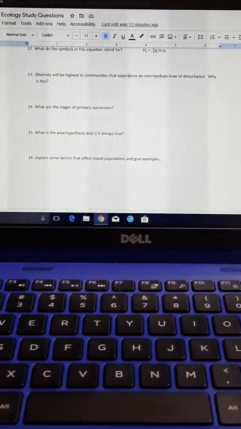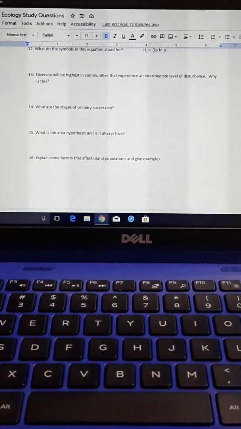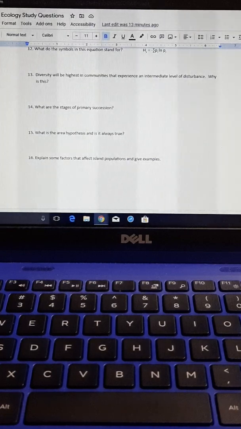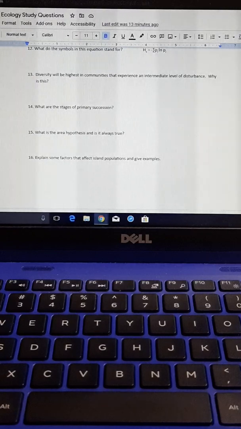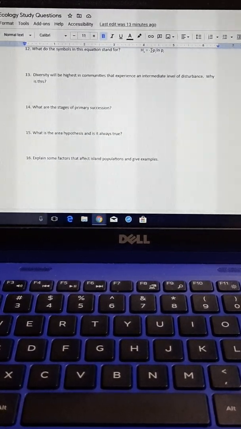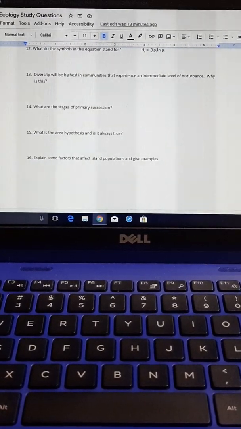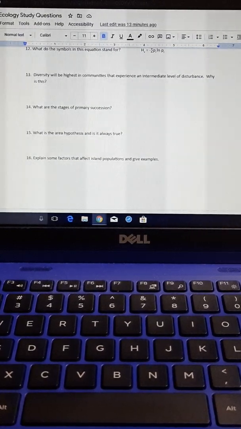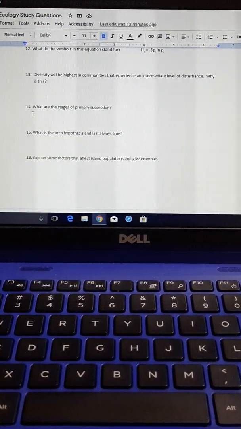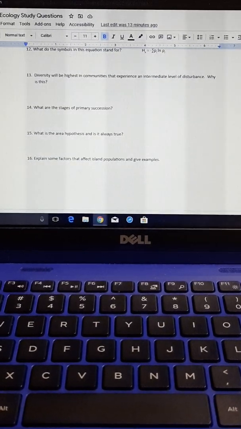Diversity will be highest in communities that experience an intermediate level of disturbance. Why is this? This is the hypothesis, and it's related to r and K selected species. Again, the forest gap with the sunlight going to the lower plants. I think that would be the same example to explain that. I'm not really sure on this one. It feels a little close to that other question. Anyway, apologies about that.